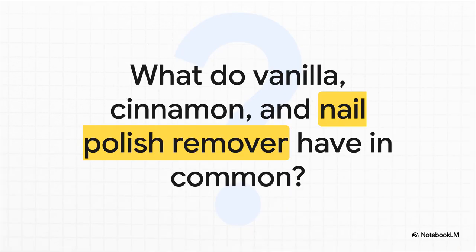I mean, seriously. On the surface, they couldn't be more different. You've got a flavor from a bean, a spice from tree bark, and then a really powerful industrial solvent. So what in the world is the chemical thread that ties all of these things together?